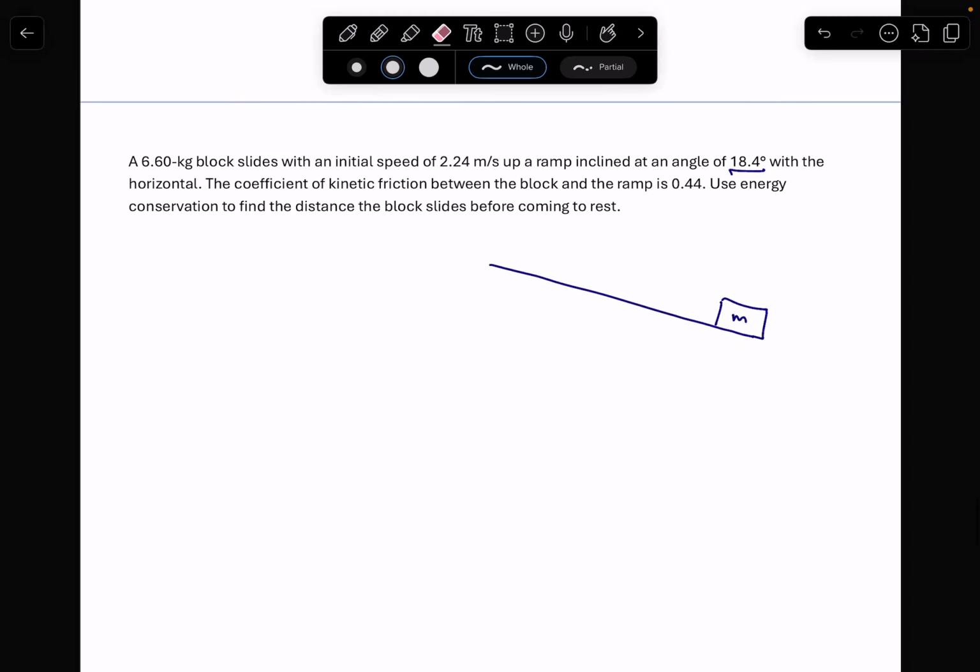The forces acting on it are mg, normal reaction force, and because it's moving up, it has a kinetic friction Fk. So first, Fk is equal to mu k times n. Because it's kinetic friction, that is its formula. That is the way you find out kinetic friction. That's it.